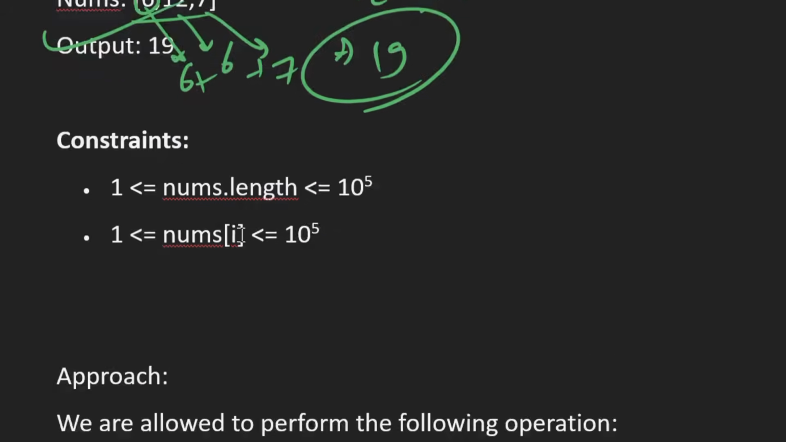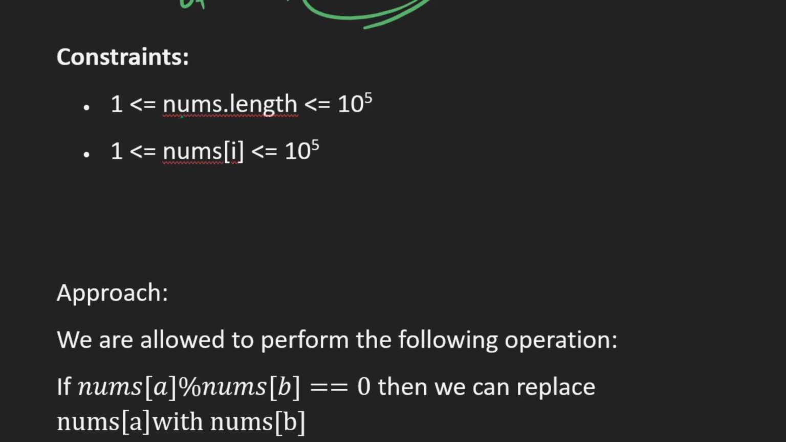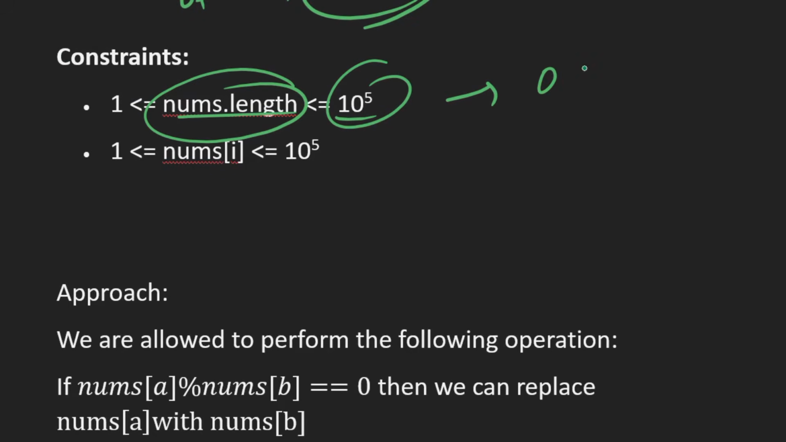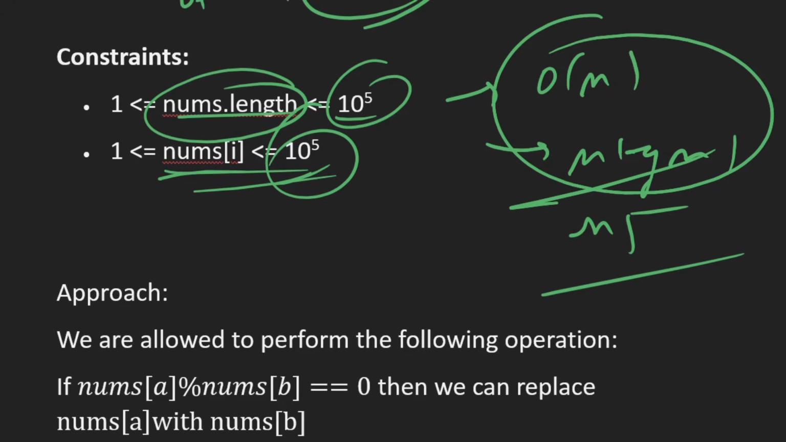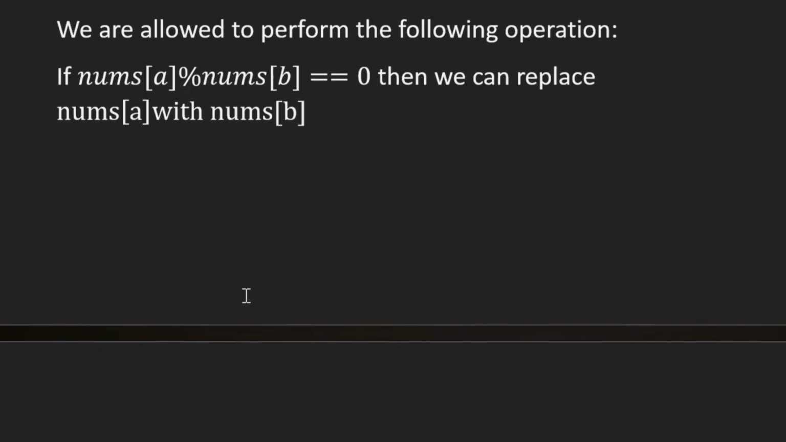So let's move to the constraint part. The nums dot length, that is the total number of elements in the nums array, can be up to 10 to the power 5, which means either an O(n) solution or an O(n log n) solution, right? Or we can say an n root something solution. And nums of i is up to 10 to the power 5, which means each element in the nums array can be up to 10 to the power 5.